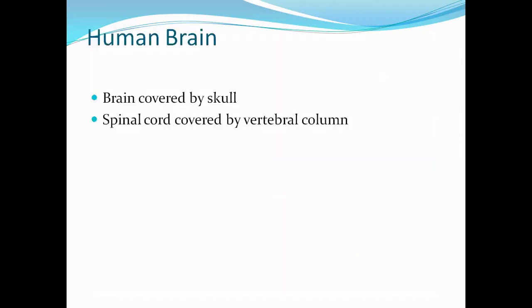Next topic is the brain. The brain is covered by a hard outer covering known as the skull, and the spinal cord is covered by the vertebral column. Between the skull and brain, and between the spinal cord and vertebral column, there is a fluid known as cerebrospinal fluid, and its function is to provide shock absorption.